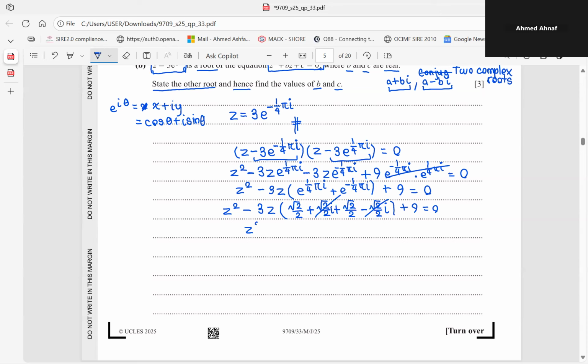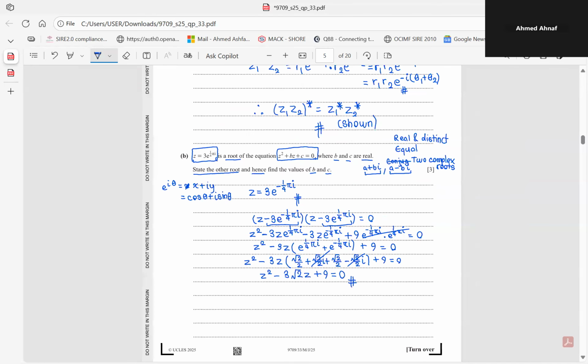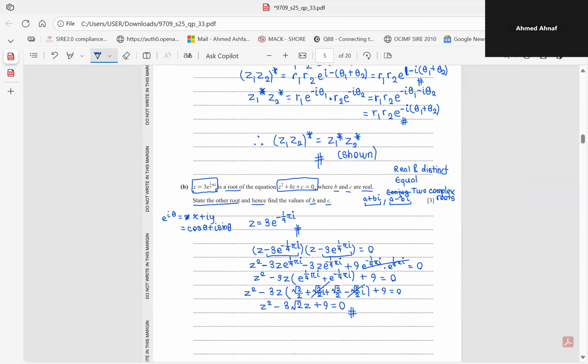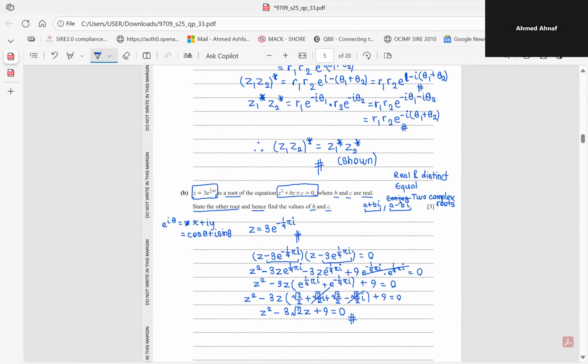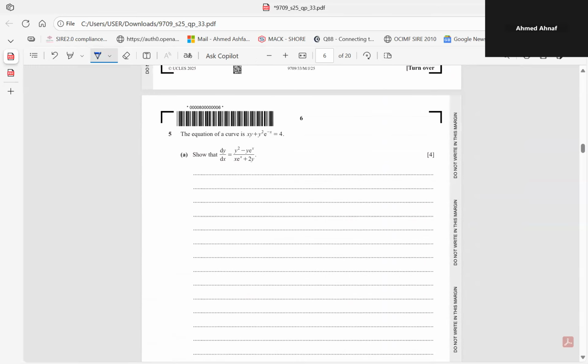So this is z squared minus, okay, you know what? Let me double check with the calculator. Yeah, that's just square root 2. So z squared minus 3 square root 2 z plus 9 equals 0. So we can say that this is our final equation for this part as well as the entire question. Let's head on to the next question.